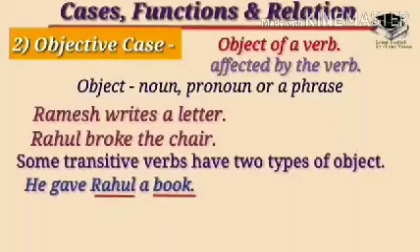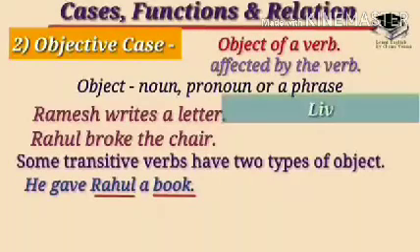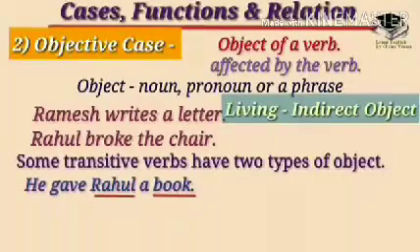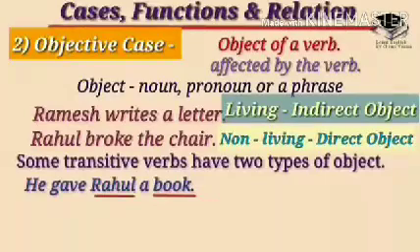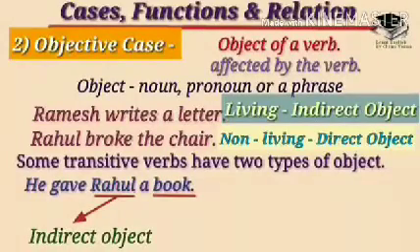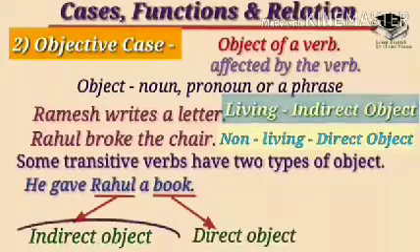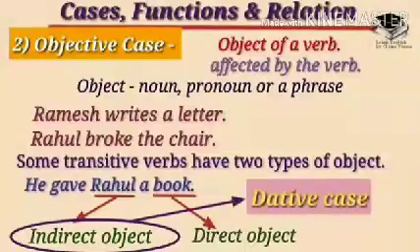Just be concentrated in these lessons. Living things are always the indirect object, and non-living things are always the direct object. So in this sentence Rahul is living, so it will be the indirect object, and book is non-living, so it will be the direct object. Clear? So living things are always indirect object, and indirect object is always dative case. Understood?